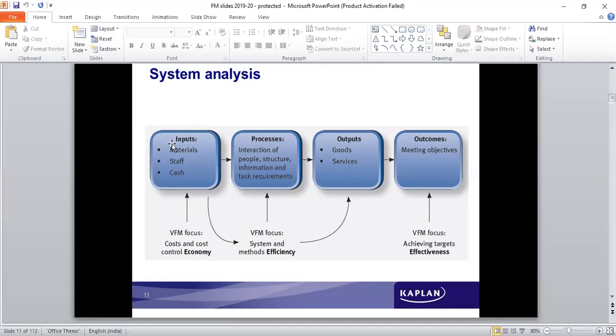So the inputs are in terms of material, staff, the cash, whatever is spent, inputted. Then processes talk about interaction of people, structure, information, and task requirements. Outputs are in terms of goods and services. When they meet their overall objectives, is the effectiveness.